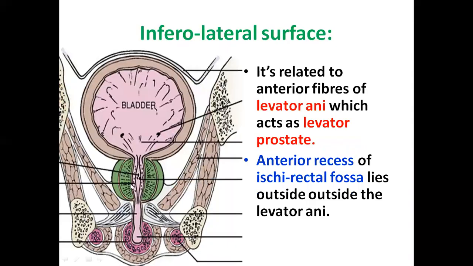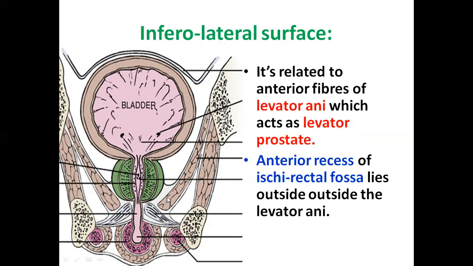Now coming to the inferolateral surface of the prostate gland. This picture helps us understand that the name of this muscle is levator ani. Inferolaterally, the prostate gland is related to the levator ani muscle, which is given a special name, levator prostatae.